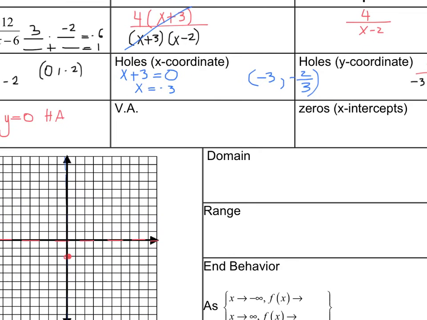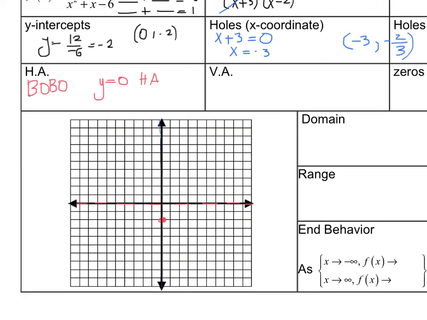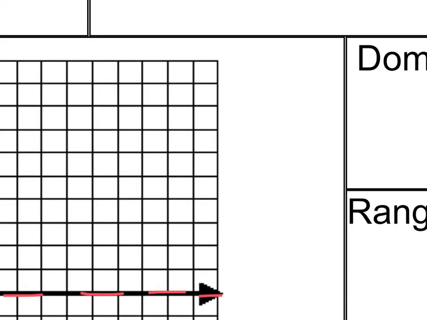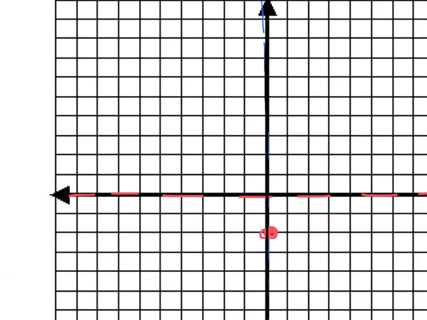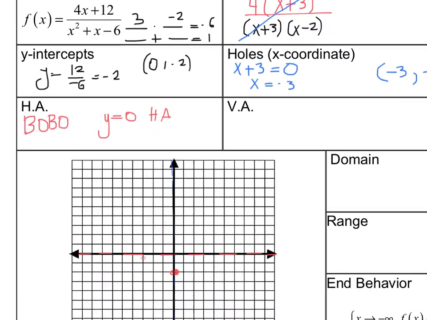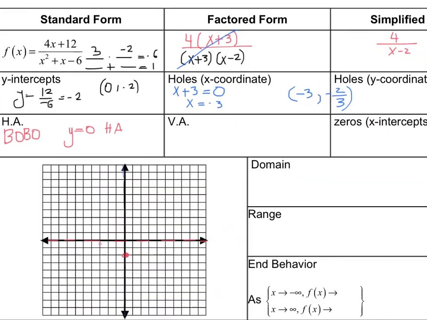Now if you go ahead and plot that, -3 and -2/3 is going to be somewhere over here, so let me zoom in. It's -3 and -2/3. Okay, so remember, to represent the hole, you have to have an empty circle. And then remember, when you're graphing, you have to skip that point. And that's going to be the point (-3, -2/3).